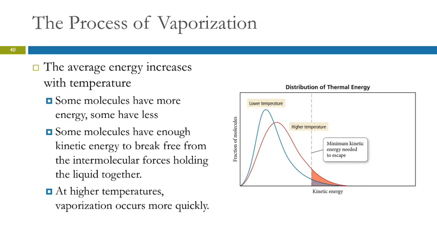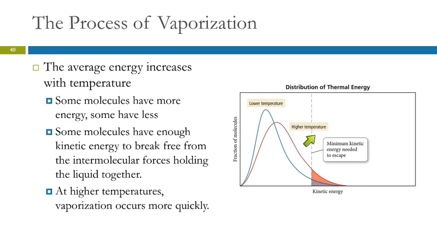The other thing that happens when you increase the temperature is the distribution broadens out. You still have some with very low energy and some with much higher energy, but the difference between those gets bigger. This curve broadens out as you increase the temperature.